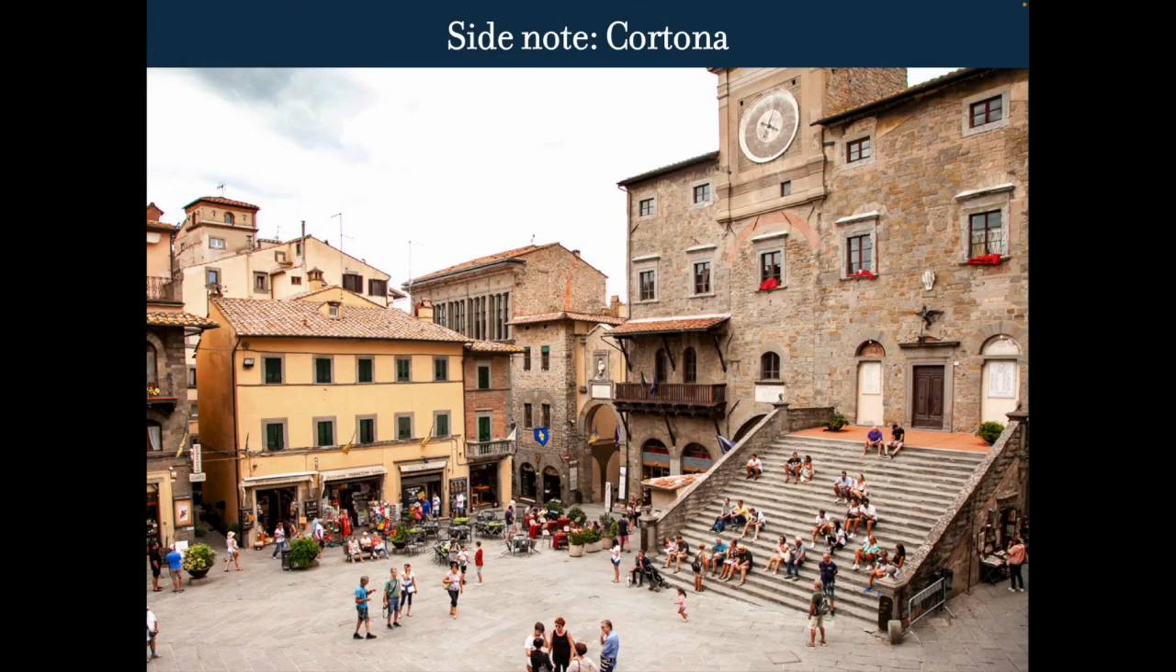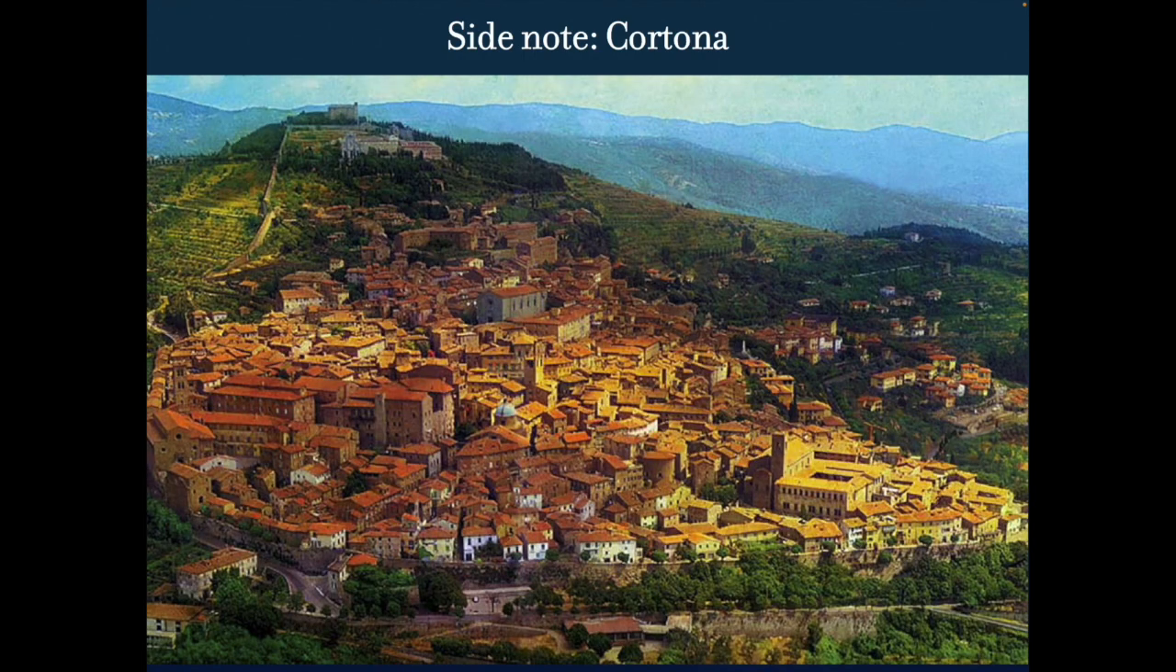This is the main square of Cortona. Again, not as beautiful, but it's just stuck in time, right? That's the main city hall of Cortona. I don't have a picture of the church, but again, just another example of a hill town.